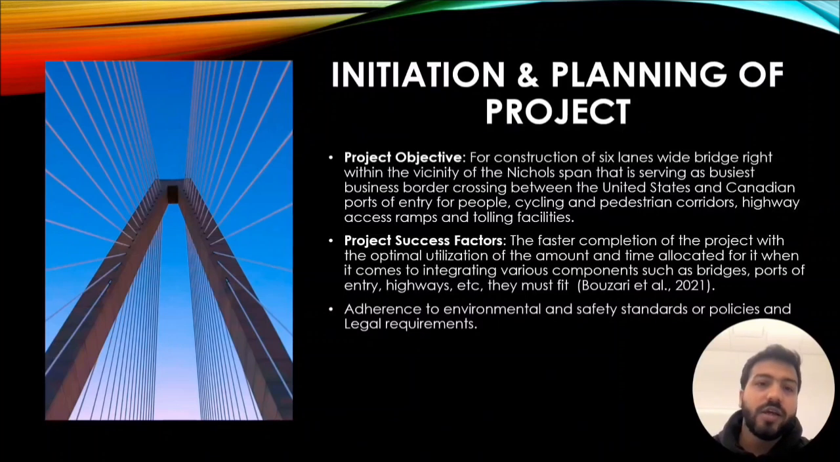To begin with, we'll be talking about initiation and planning of the project. Our main objective was the construction of a 6-lane wide bridge within the vicinity of the Ambassador Bridge, which is serving as the busiest business border crossing between the United States and Canadian ports of entry. The success factors determined are faster completion of the project with optimal utilization of the budget and time allocated for it.